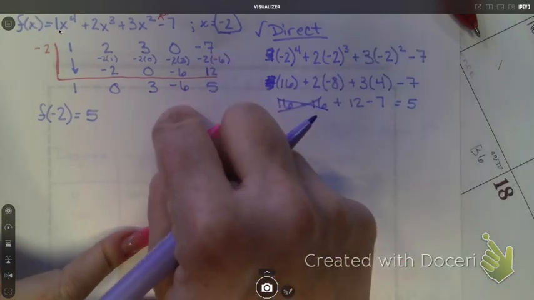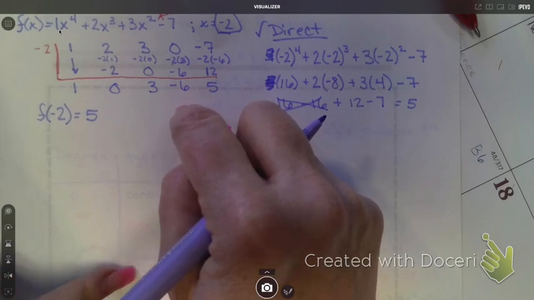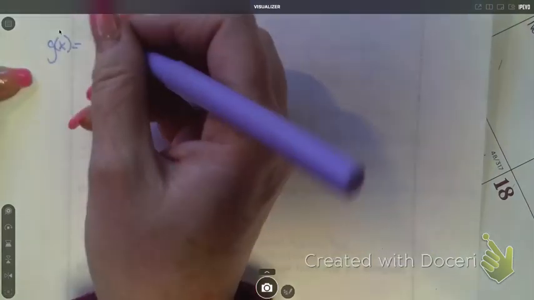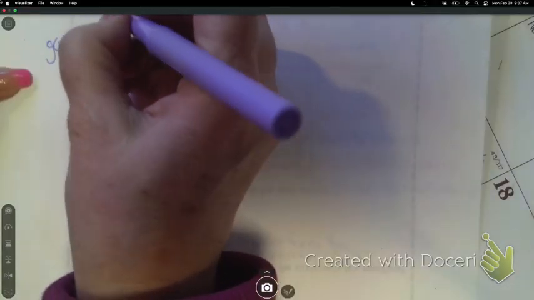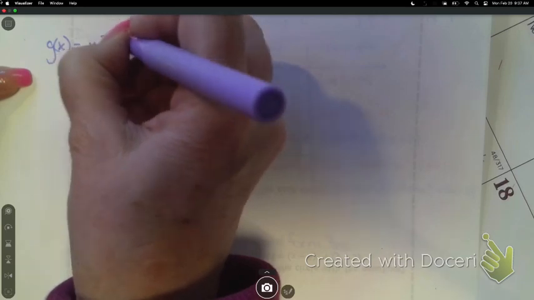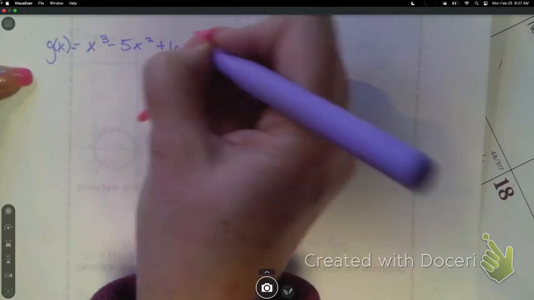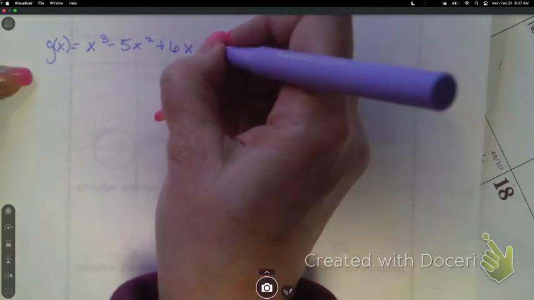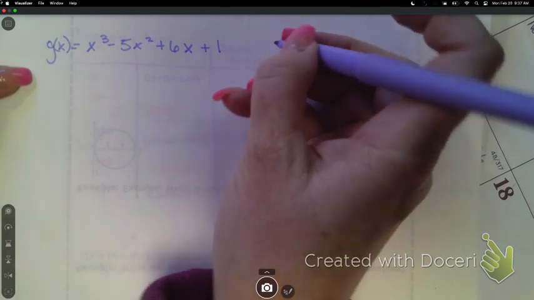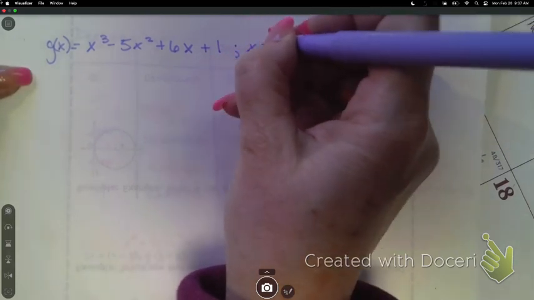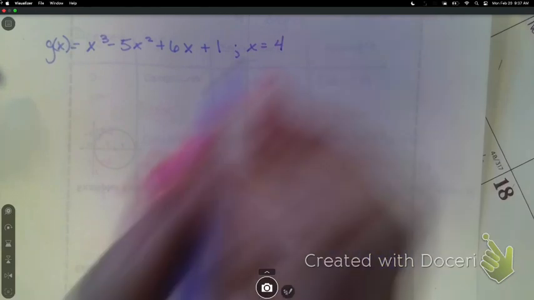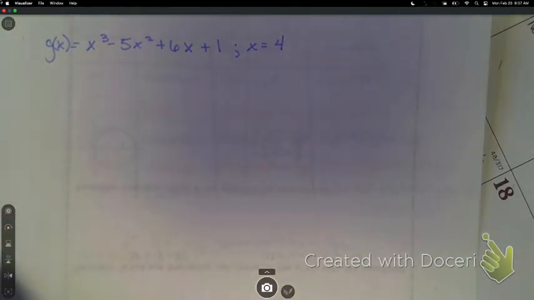So is synthetic easier to do? Is it quicker? Yes. Okay, one more and then I'm done with you for today. Let's see if you do this one on your own. G of x. Does it matter if I called it G or F? No. Okay, G of x equals x cubed minus 5x squared plus 6x plus 1, and x equals 4. Make sure you check if it's in order and any gaps.